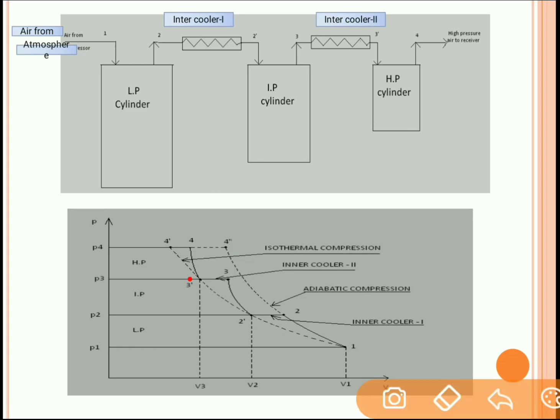Now from 3 dash to 4, pressure increases in the high pressure cylinder and volume reduces from V3 dash to V4. So at point 4, whatever air is present inside this compressor will get discharged to the delivery pipe. So volume reduces from V4 to V0. So in this case, from 4 to the 0th point, volume will reduce from V4 to V0. And this is how the multi-stage reciprocating compressor works.